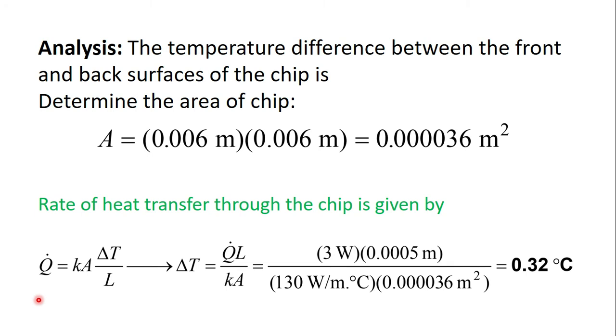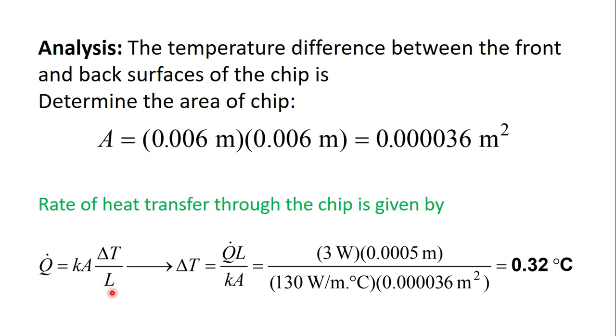The rate of heat transfer through the chip is given by the conduction process, and we have to use this formula. In this formula everything is given. Let me just read it once again. The rate of heat transfer is 3 watt, the thermal conductivity is 130 watt per meter per degree centigrade, the area is what we have just calculated, and the thickness of the silicon chip is also given in the question statement.